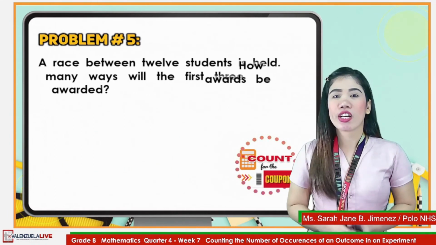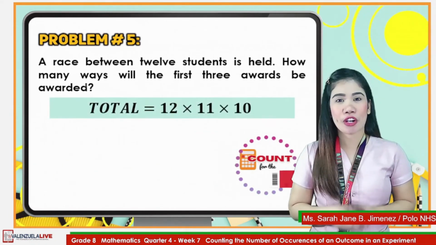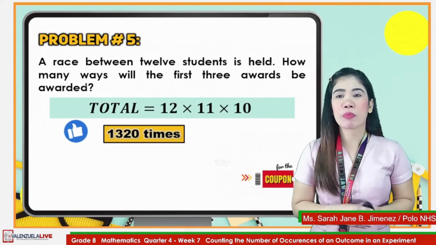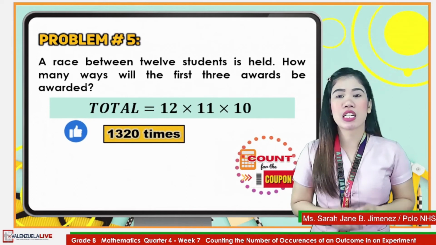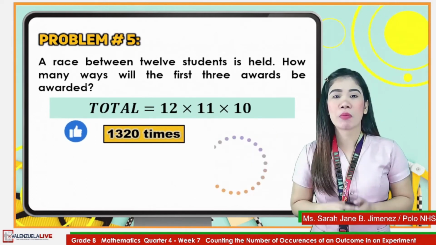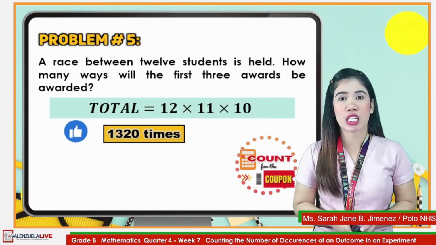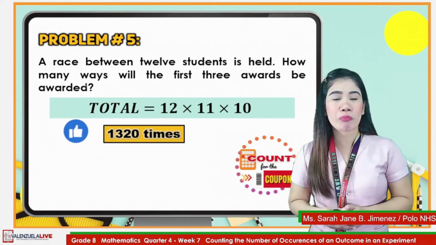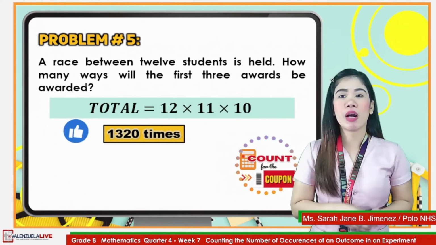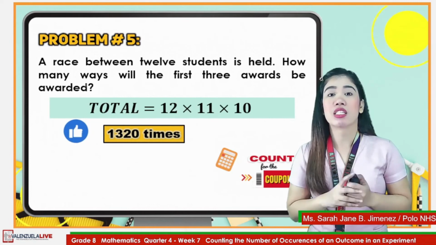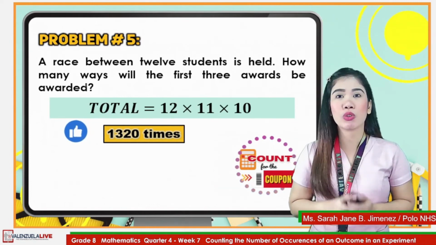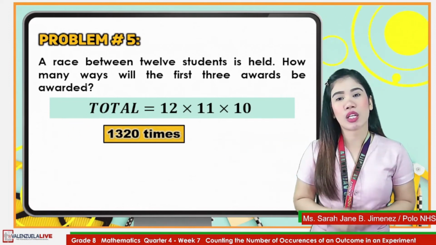There are 3 categories because of the 3 prizes. First, second, and third prizes. The number of choices for the first prize is 12 students. Since a student already got the first prize, the choices for the second prize will decrease by 1, which is 11. Same with third prize, 2 students already got the first and second prizes. The number of choices for the third prize is 10. Hence, 12 times 11 times 10 is equal to 1,320 times.